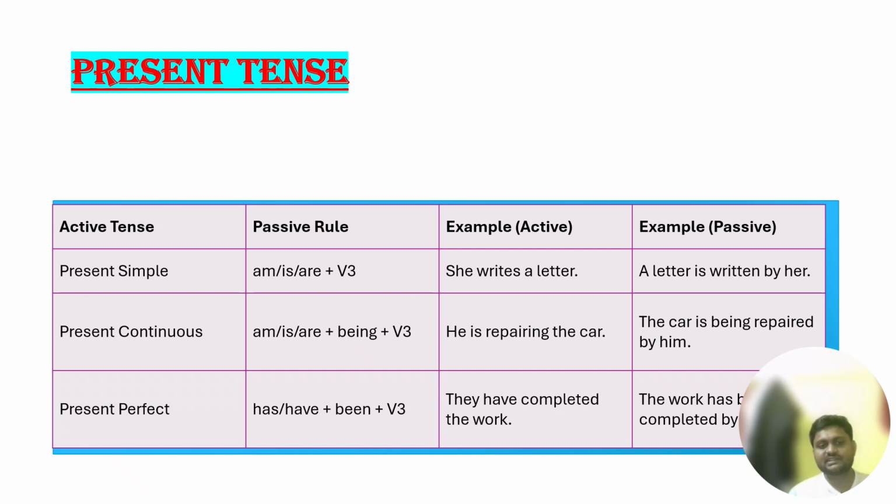And the last is present perfect. If we want to change the present perfect tense into its passive form, we have to use has or have plus been plus V3. For example, they have completed the work. This sentence is in present perfect, so its passive form would be the work has been completed by them.